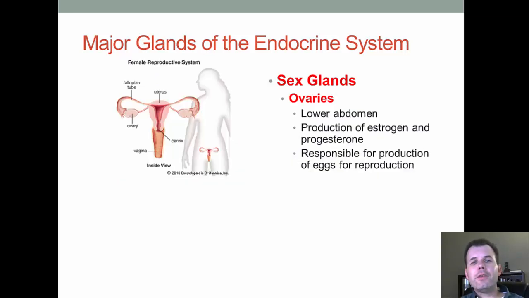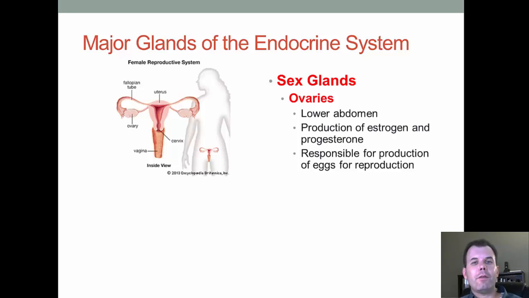Okay. The last two that I'm going to talk about are the sex glands. If you're a woman, you have ovaries. Okay. And the ovaries are found in the lower abdomen. They regulate the production of estrogen and progesterone, especially during menstruation and again during the ovulation cycle. And so estrogen and progesterone are two hormones that we're going to talk about again when we look at development and the reproduction parts.